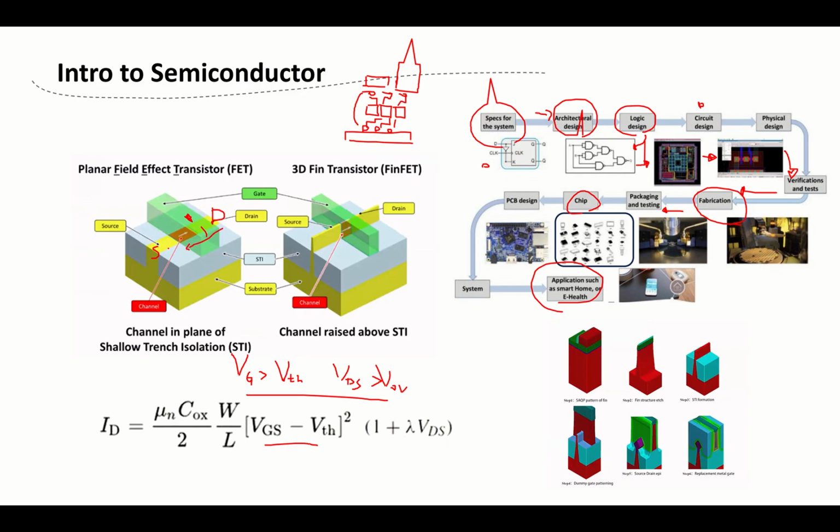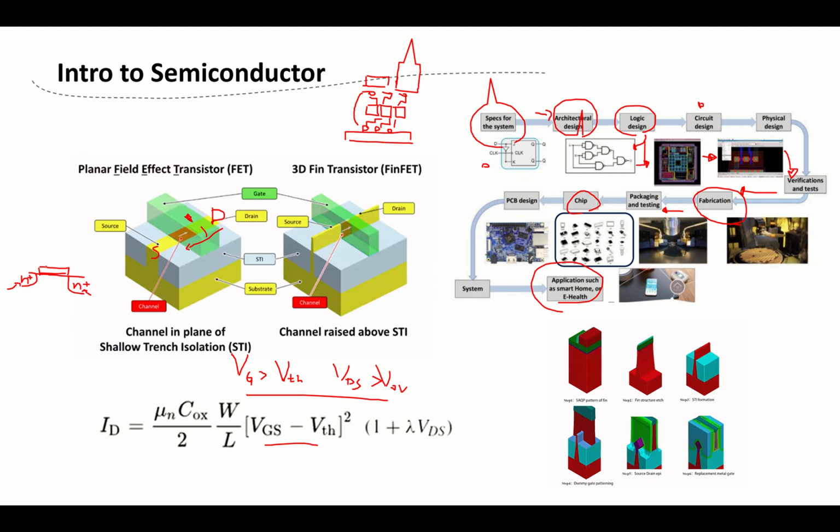So electrons will move from source to drain, and it's in the saturation region. So what happens over here? Originally, we have a gate, and we dope an N-type element into the silicon, like phosphorus. So here there will be more electrons, more negative.